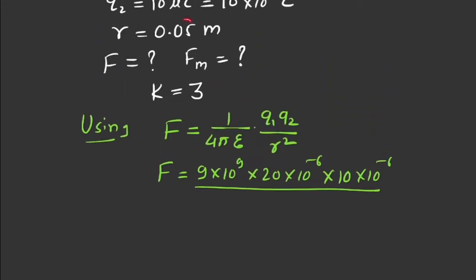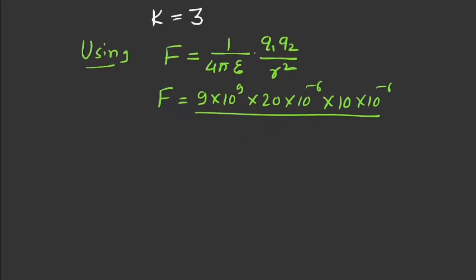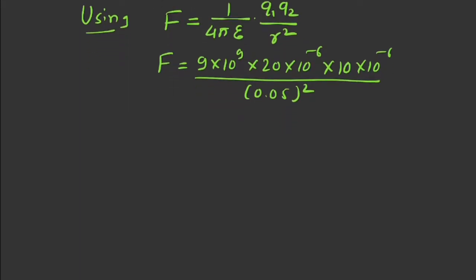R value is 0.05 meter. Now what does it become? It becomes 0.05 whole square. That's it, isn't it? Now let us solve this one. Now F is equal to, now what is 9 into 20 into 10? 9 into 20 into 10 becomes how much? So 9 into 20 into 10 becomes 1800, isn't it?